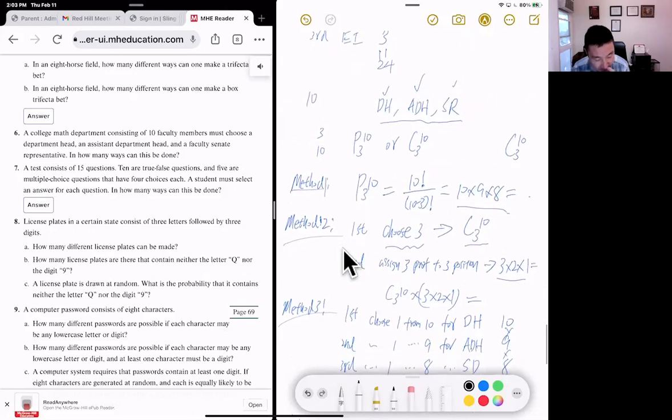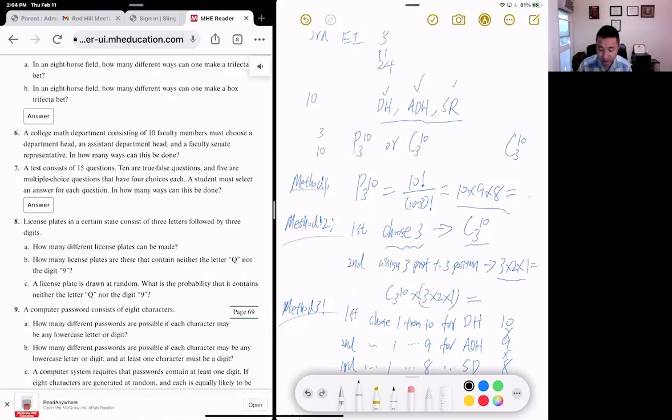In that question, we're trying to select 3 professors from a total of 10 professors, and then we assign a department head, assistant department head, and faculty senate. In this question, we have several different ways to get it correct. You can think of this as a permutation question. It may be hard for you to understand why it is a permutation question.